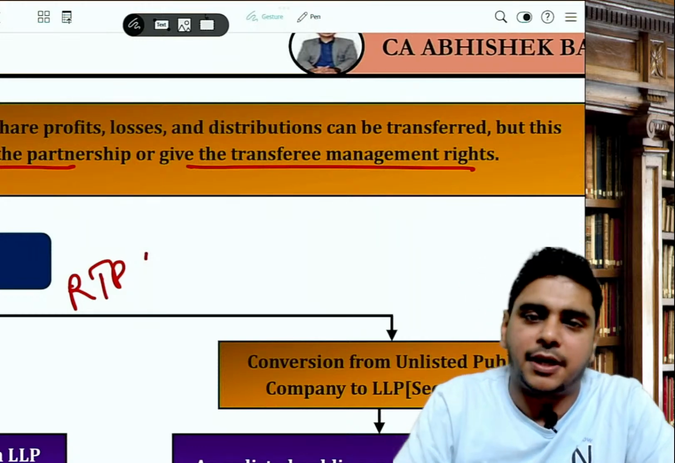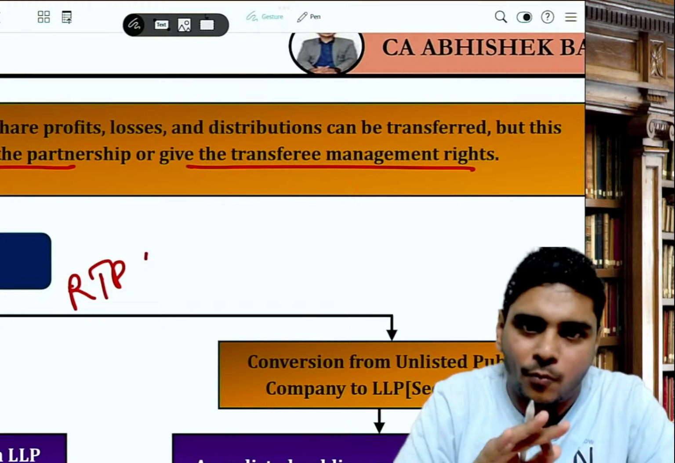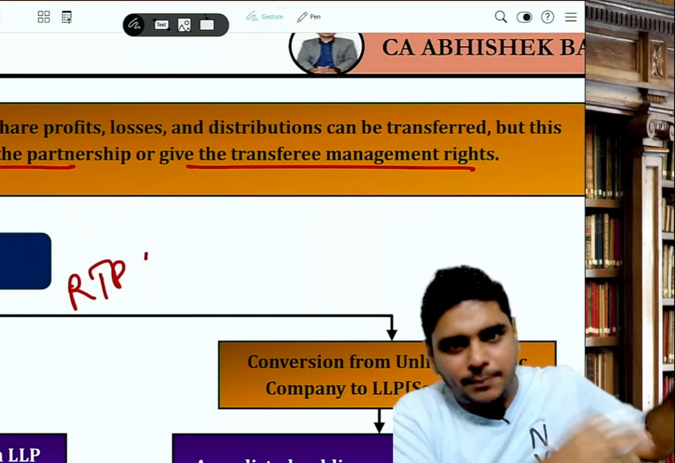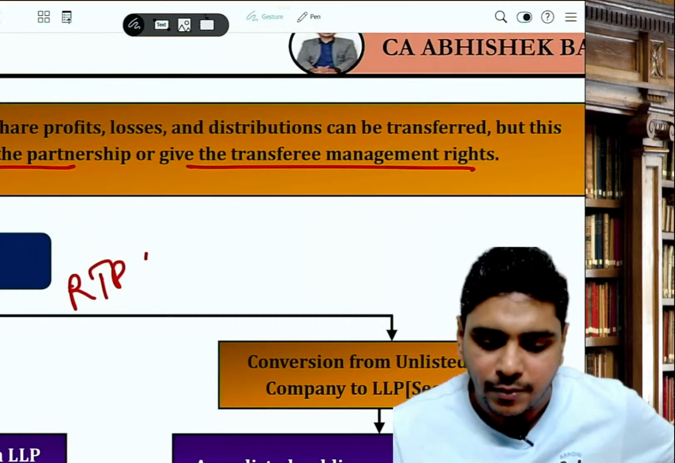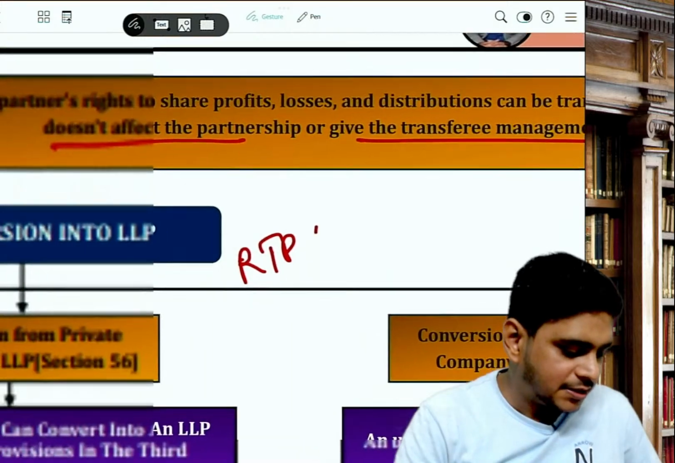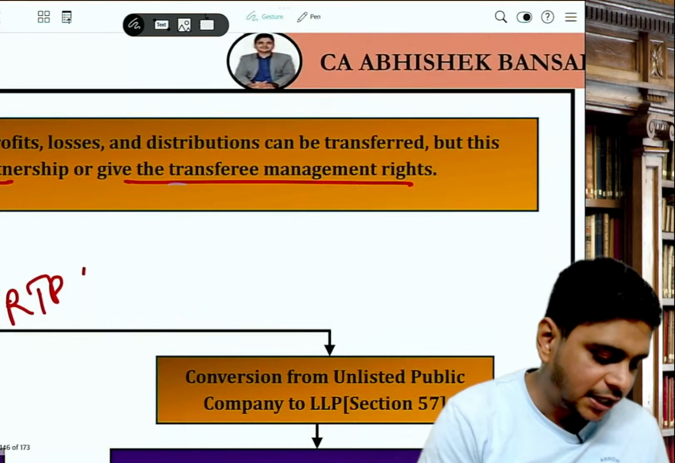But imagine my right, I was a partner in the firm. I transferred my rights to Govind Swami. So, can Govind Swami become the partner? No. He is just a recipient of the profit. He can't become the partner. I am the only partner. Can Govind Swami manage the LLP? No, he can't manage the LLP. But this does not affect the partnership. That means he is not a partner, nor does it give the transferee any management right.